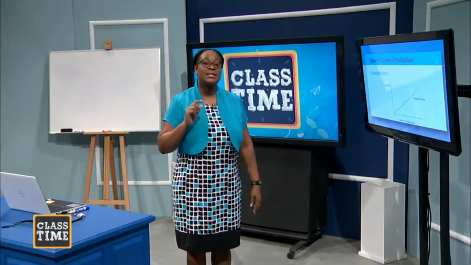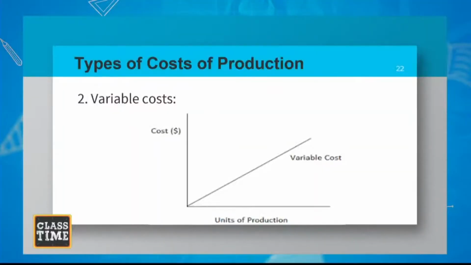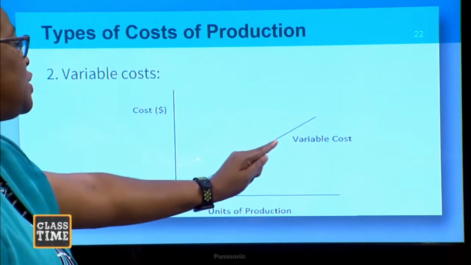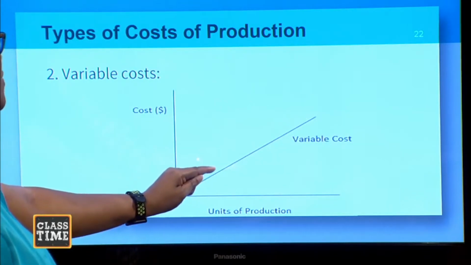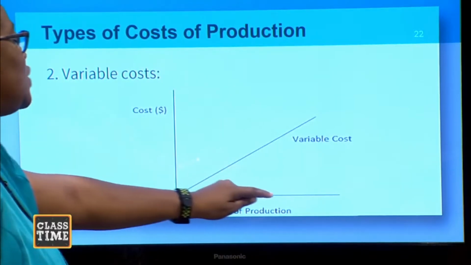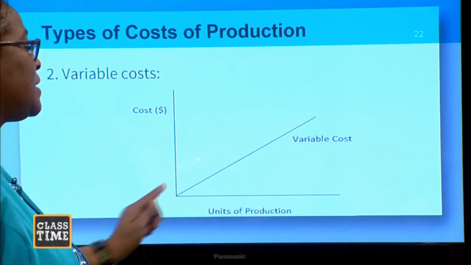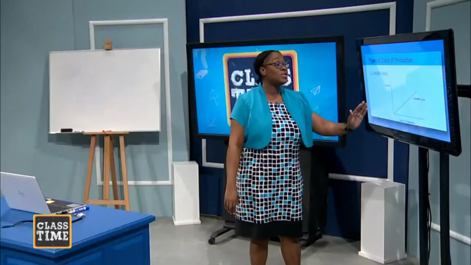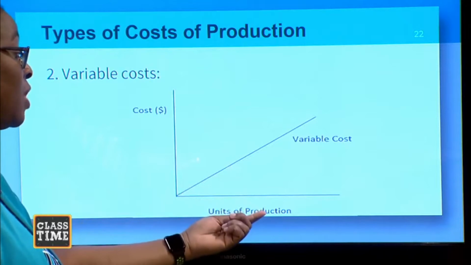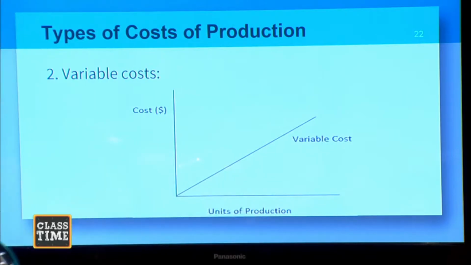Now, what you will find is that your variable cost curve is an upward sloping curve. So here on the diagram, you have your cost and your units of production, and your variable cost curve, if you notice, is upward sloping. So as you increase your levels of production, the cost associated with it will also rise. So you notice it's an upward sloping curve. This also signifies that there is a positive or a direct relationship between the level of production and the cost associated with producing that level of output.